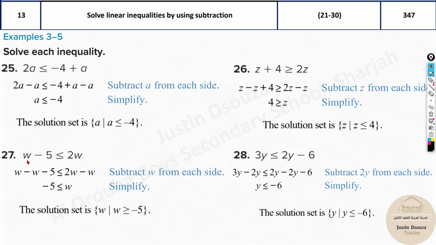But always the best thing would be to keep the bigger number at the same side, and move the smaller number to the other side. And now here you got negative 5 less than or equal to w, which is w greater than or equal to minus 5. So always see the opening. Where is it? W is towards the opening, that means it's bigger. If it's closed end, that means it's smaller.